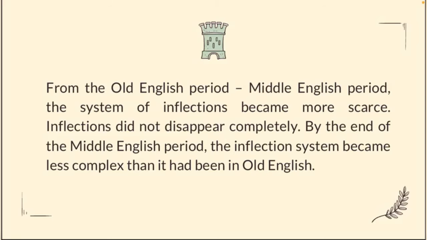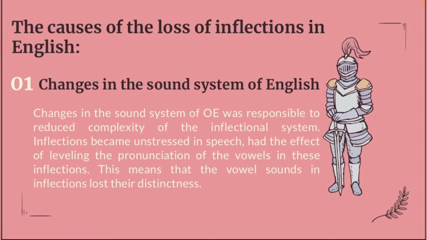From the Old English period until the Middle English period, the system of inflections became more scarce. Inflections did not disappear completely. By the end of the Middle English period, the inflection system became less complex than it had been in Old English. The causes of the loss of inflections in English are: 1.